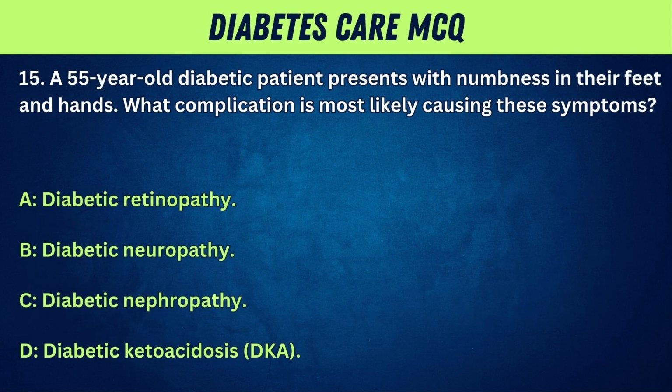15. A 55-year-old diabetic patient presents with numbness in their feet and hands. What complication is most likely causing these symptoms? A. Diabetic retinopathy. B. Diabetic neuropathy. C. Diabetic nephropathy. D. Diabetic ketoacidosis, DKA.